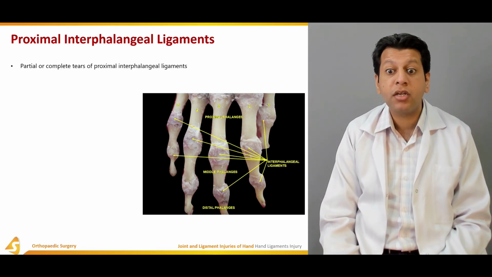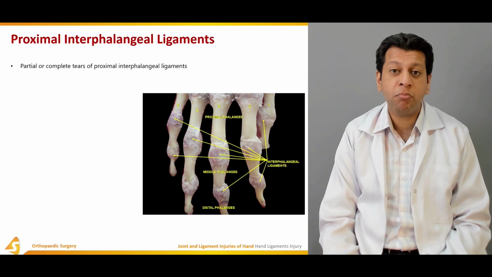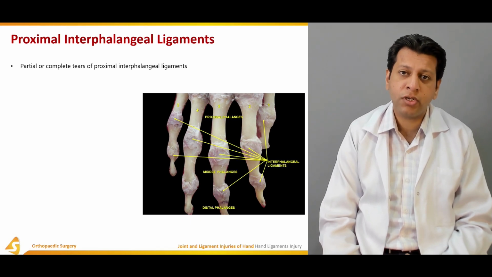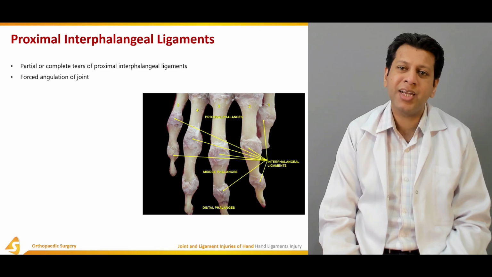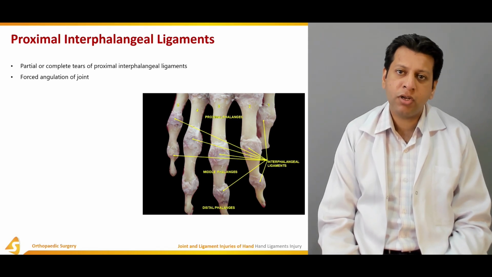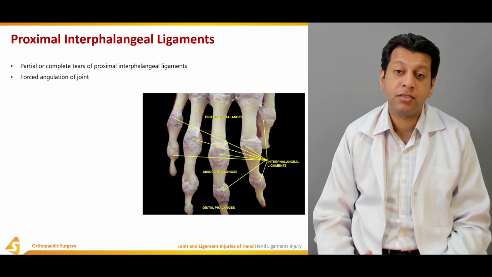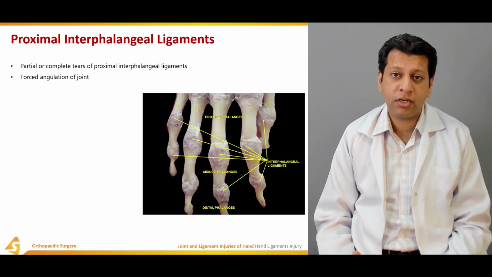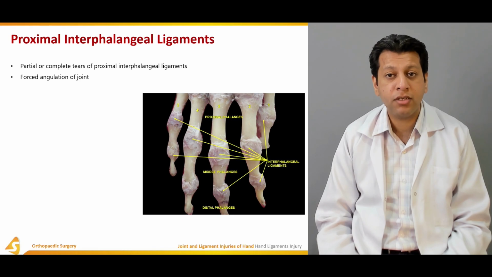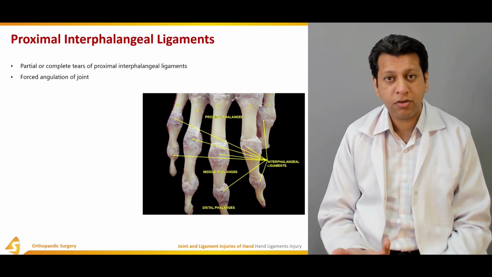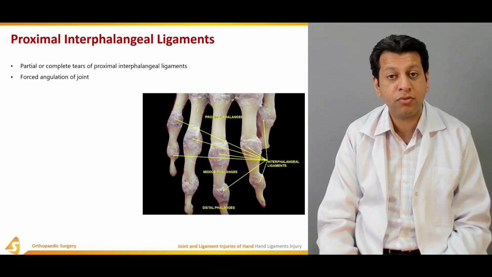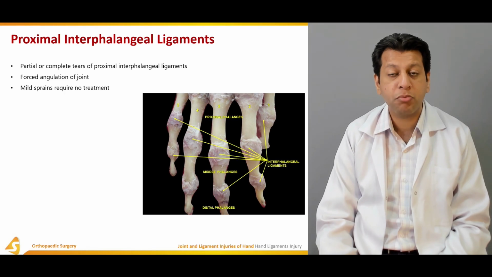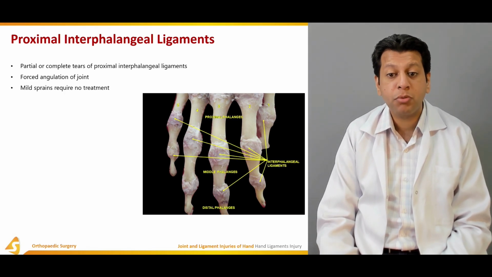There could be partial or complete tears of the proximal interphalangeal joint. Usually partial tears are not much of a worry because they heal and fibrosis occurs. But complete tears usually result in a forced angulation of the joint, and it could lead to either volar or dorsal displacement. But most commonly, as the volar side is quite thick, a hyperextension injury can lead to dorsal displacement of the middle phalanx, leading to complete rupture of the proximal interphalangeal joint ligaments, especially over the volar side. Mild sprains require no treatment.